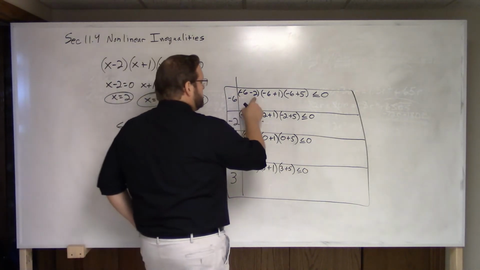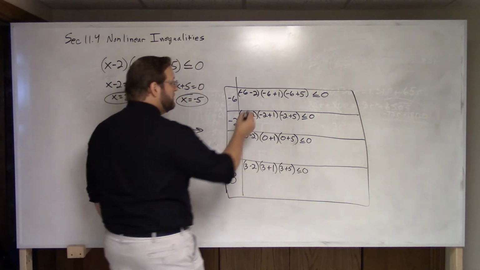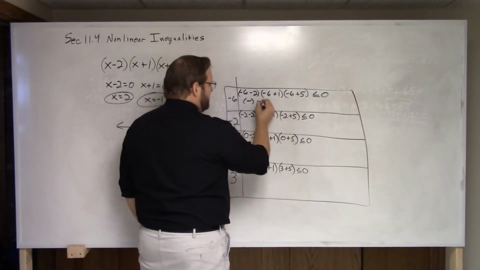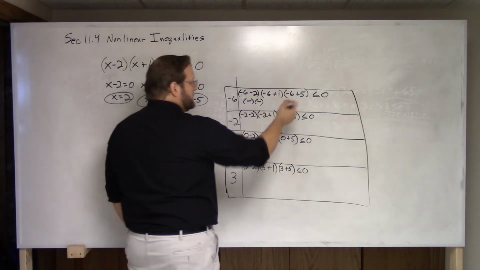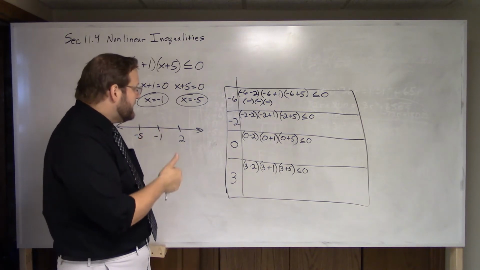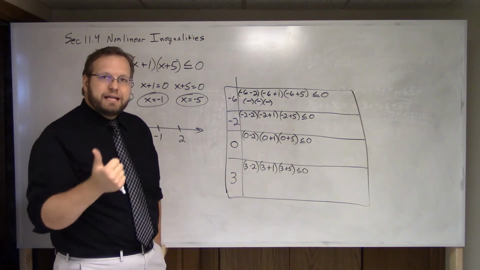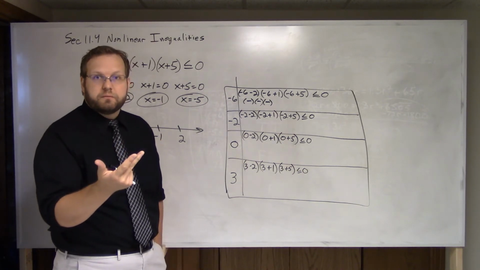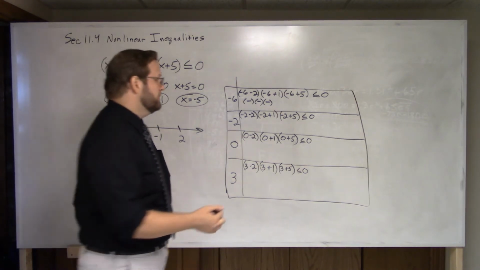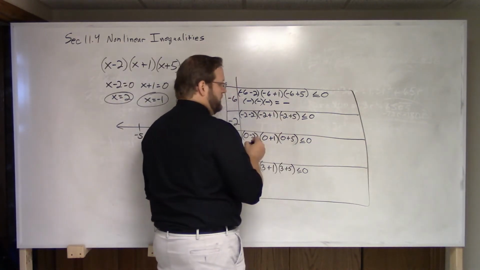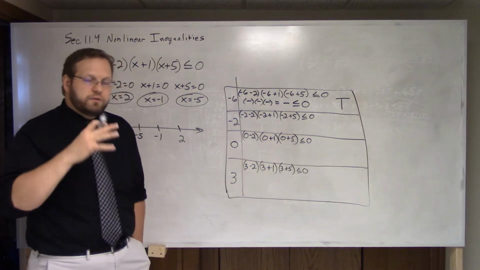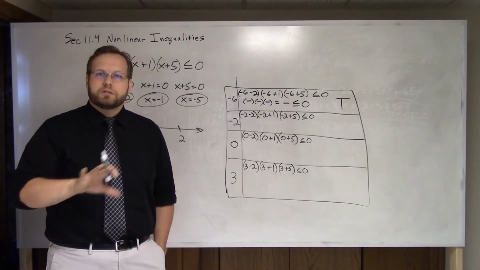So watch. Negative 6 minus 2, it's negative 8. But all I really care about is that it's negative. Negative 6 plus 1 is negative 5, but again, it's negative. Negative 6 plus 5 is negative 1. Now, if I have negative 8, negative 5, negative 1, negative times negative is positive, times negative is negative. Okay? The fact that it's a negative 40 doesn't really matter. All I care about is that it's negative. Is a negative less than or equal to 0? Yes. So if the numbers kind of start scrambling your brain, just look at the signs.